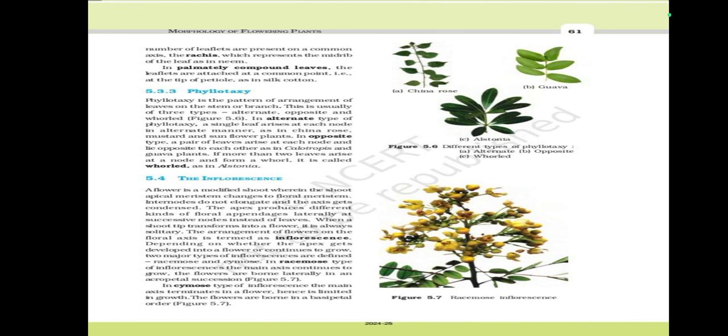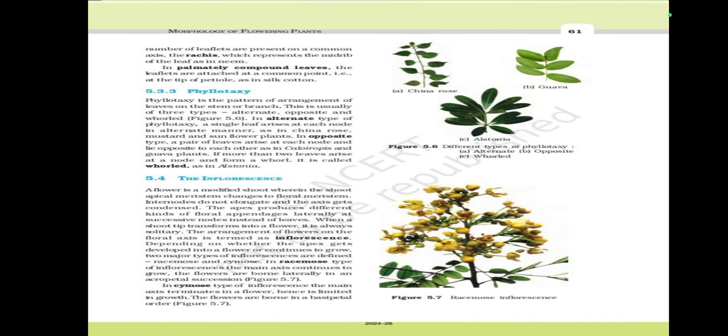Phyllotaxy. Phyllotaxy is the pattern of arrangement of leaves on the stem or branch. This is usually of three types: alternate, opposite, and whorled, which is shown in figure 5.6. In alternate type of phyllotaxy, a single leaf arises at each node in an alternate manner, as in China rose. In opposite phyllotaxy, a pair of leaves arise at each node and lie opposite to each other, as in Calotropis and guava plants. If more than two leaves arise at a node and form a whorl, it is called whorled, as in Alstonia.